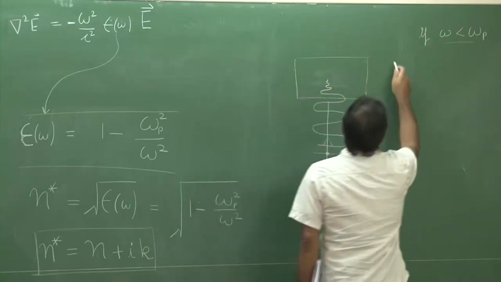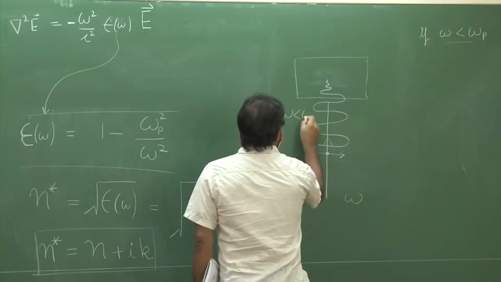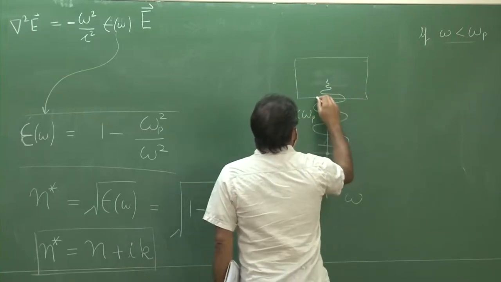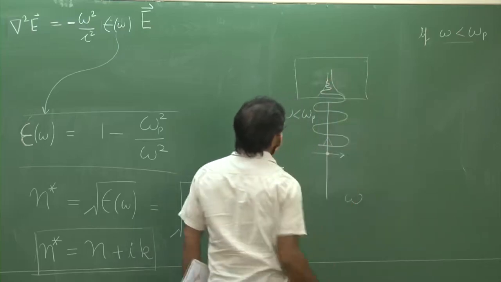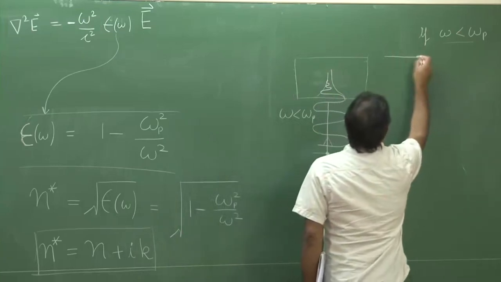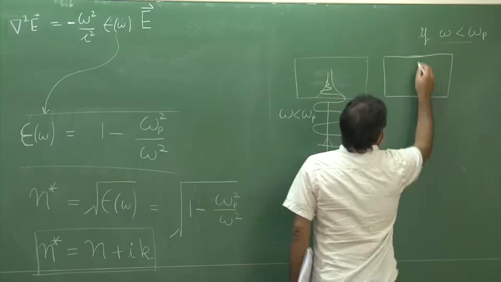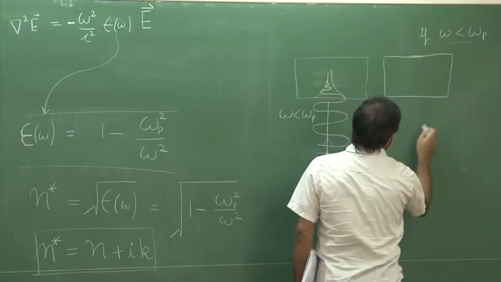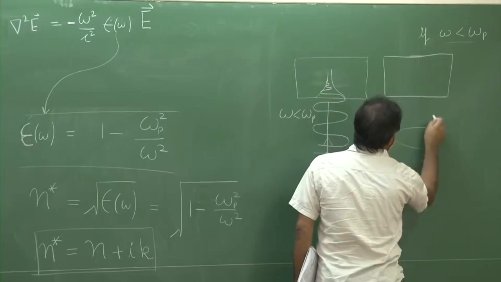So the second situation is this. This is the situation when omega is less than omega p. The amplitude will decay exponentially, all right? And the second situation is when omega is greater than omega p, and in that case your electromagnetic wave will go as if there is nothing in its path.